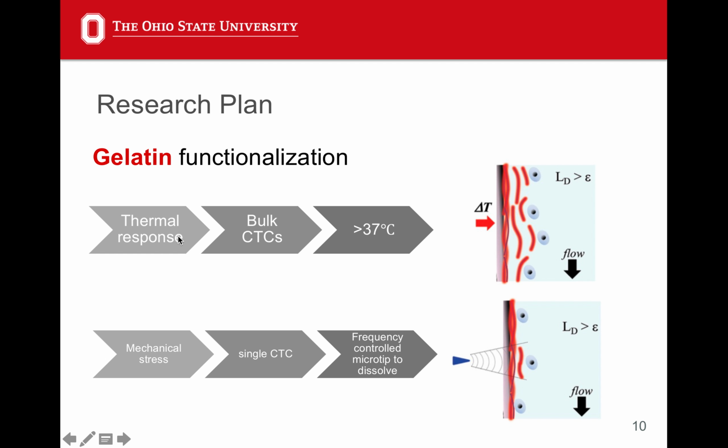The first one is thermal responsive. For bulk CTC, we raise the temperature up to 37 degrees C. The gelatin will degrade, so the CTCs will release. And for single CTC, we increase the frequency of the controlled microdip to enlarge the mechanical stress to dissociate the singularized CTC.